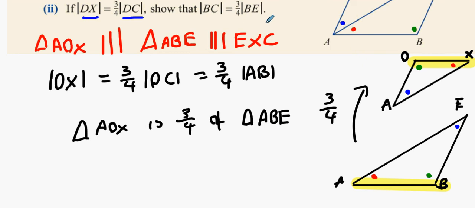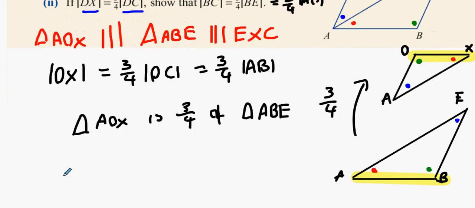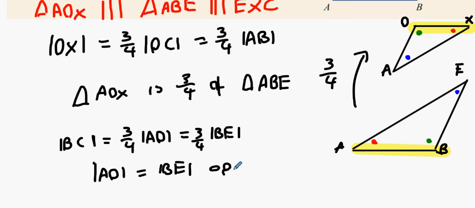Next thing we're going to do is show that BC, now what's BC the same as? BC is actually the same as AD. Okay, so we want to show that BC is equal to 3/4 AD, which in turn is the same thing as 3/4 of BE. And the reason for this is AD equals BE, opposite sides of a parallelogram.